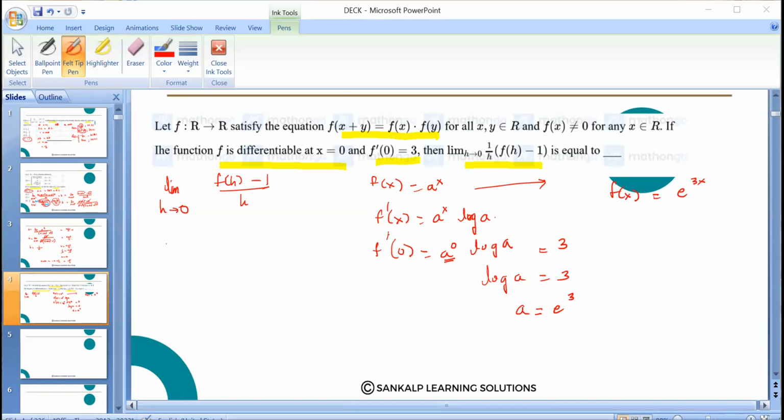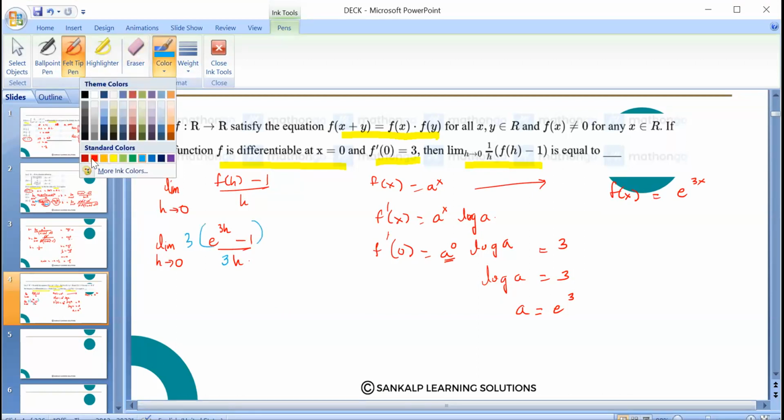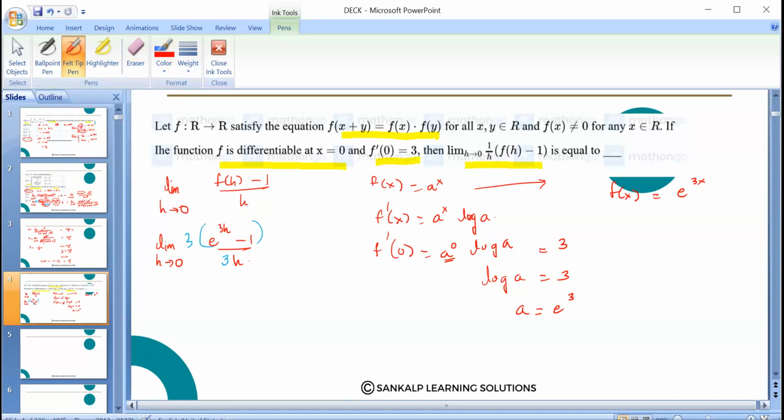So for the limit which we have to find as h approaches 0, f of h will be e power 3h minus 1 by h as h approaches 0. To use the formula, you have to multiply 3 up and down, because we have a formula for this. This entire thing will become 1. 3 into 1, so the answer is 3 for what we have asked you to find out.